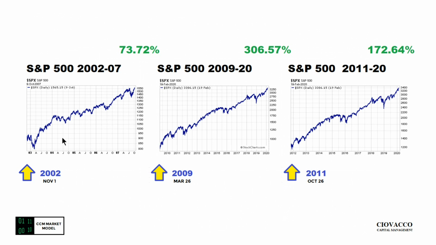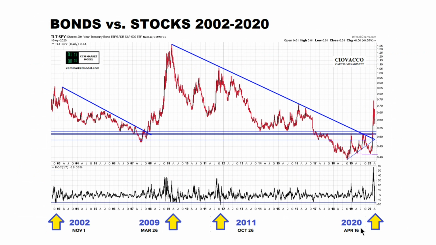2002 case, S&P 500 from a long-term perspective, 73% gain. 2009 case, 300% gain, long-term perspective. 2011 case, 172%. And keep in mind, this date and this date are tied to the present day via this extremely rare look. Our bottom happened 17 trading days ago when this chart was printed.